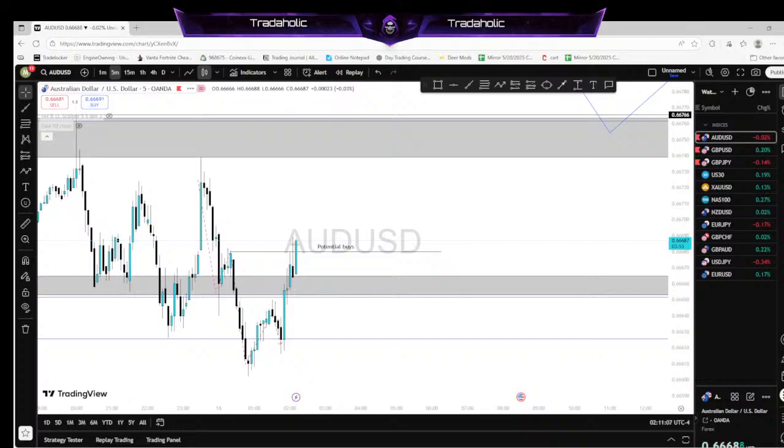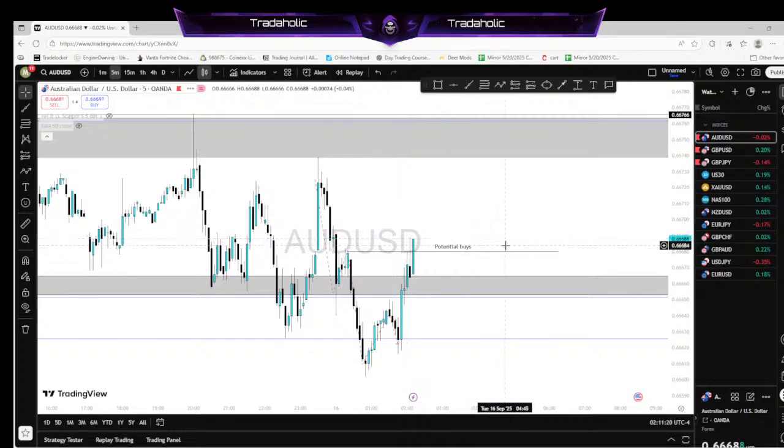Looks like this trade is gonna go without us though if we don't get a 5-minute closure. What time frame am I in? This is the 5-minute chart right here. I use the daily, 4-hour, and 1 hour for direction, and I use the 5-minute for entries.